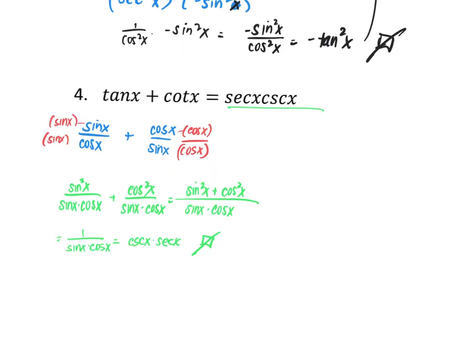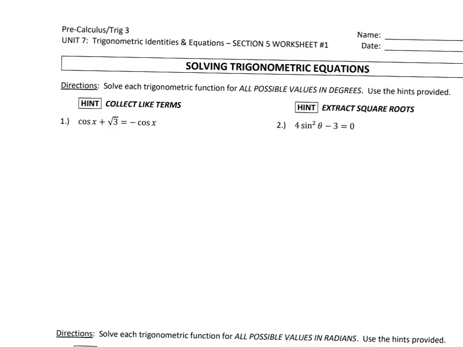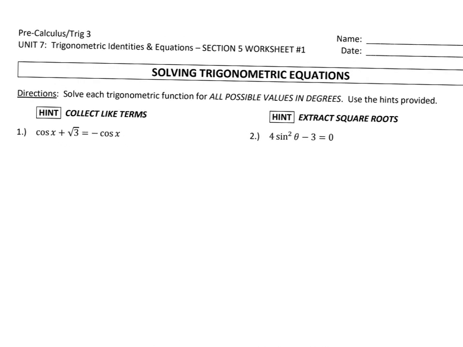All right, that is all for 5.2. Next section is 5.3. We are going to move on to section 5.3, and this is all about solving trig equations. In this lesson, we're going to go through the different strategies and try to do a problem for each strategy so that when you do problems on your own, you can pull from these different strategies.